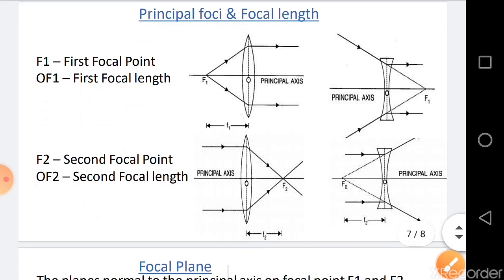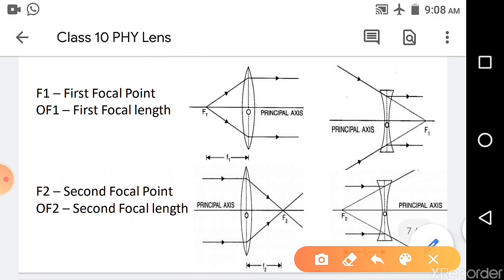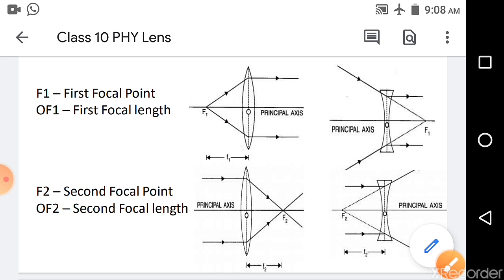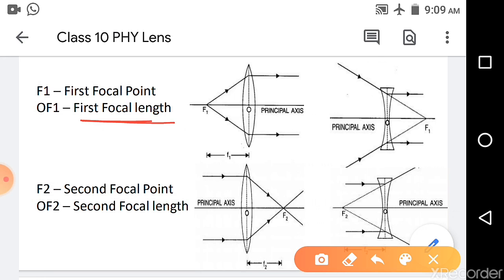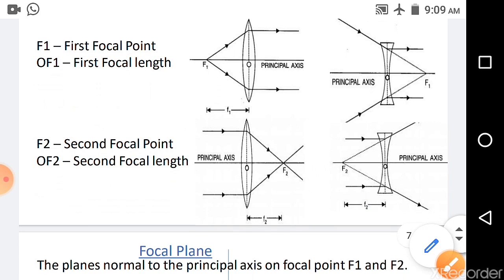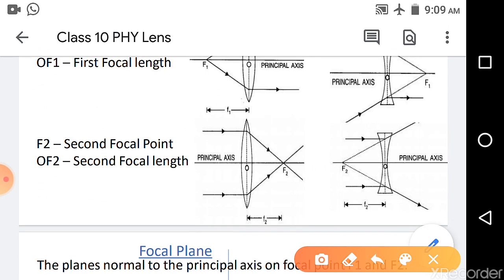Now what about the first focal length? We know about the optical center. The distance of the first focal point from the optical center is called the first focal length. It is represented with small f, f1. Remember that.